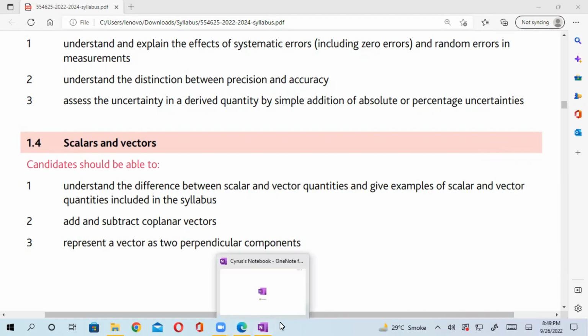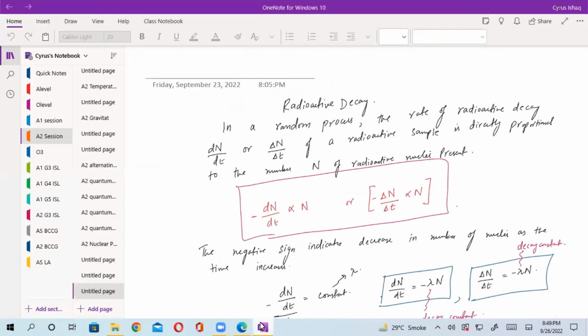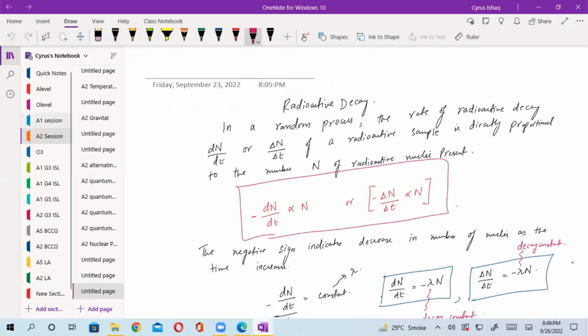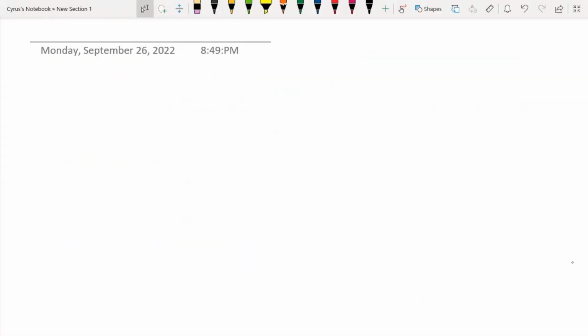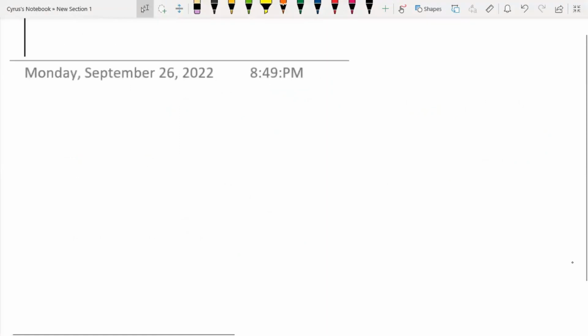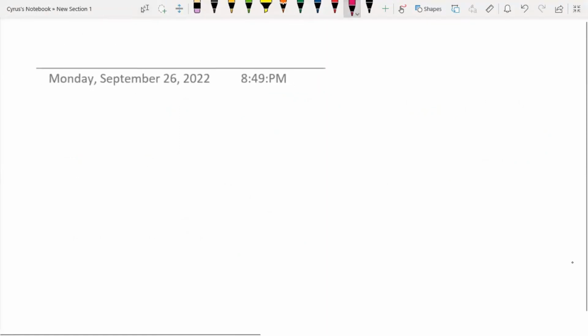We're going to start with scalars and vectors. I'm going to explain what scalar quantities are, what vector quantities are, and then we will move towards vector resolution. So let us begin. Scalars and vectors. I'm going to start with the very beginning, and then we'll move towards the resolution of forces.